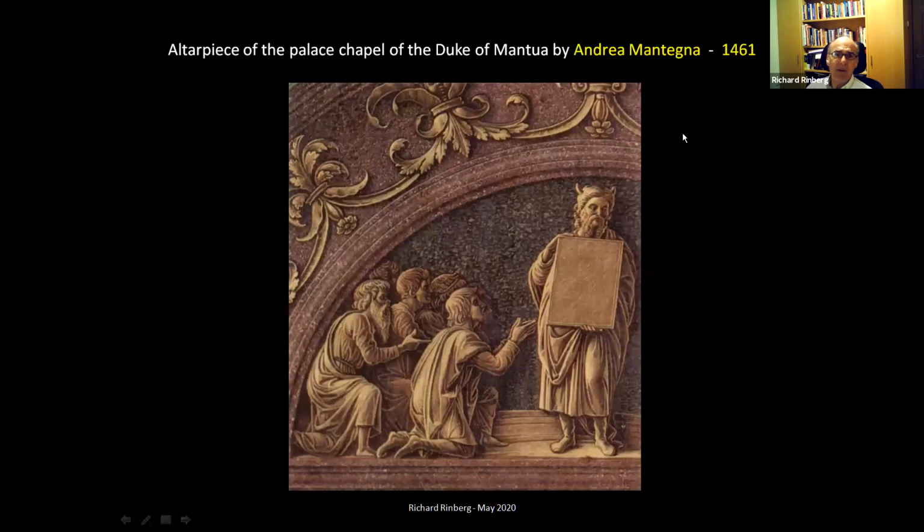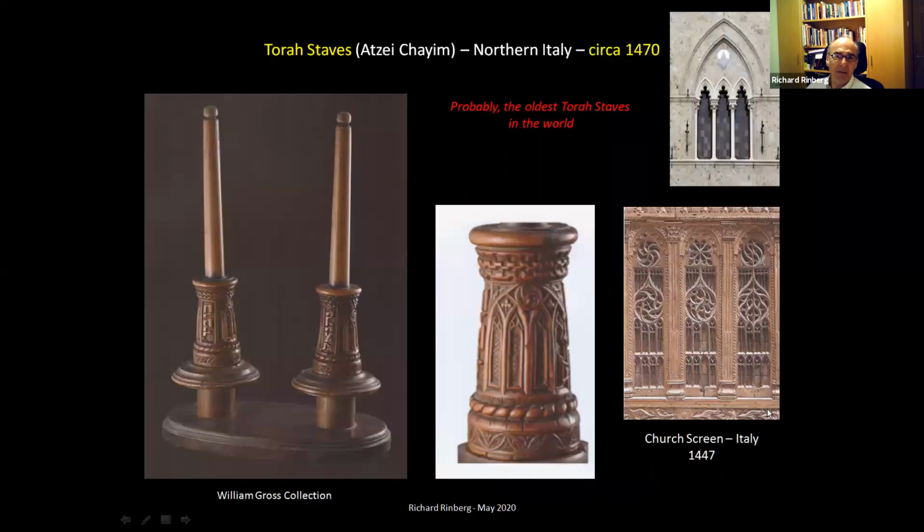And then going forward a bit, 1461, we have Mantegna, one of the great artists of the time, in this altarpiece, which is in the chapel of the Duke of Mantua. And here you've got Moses, again with horns, the mistranslation. Originally, by the way, the horns of Moses were more to do with cornucopia, the idea of the horn of plenty. It was seen as a positive image, not a negative image, that we see it today as being the horns of the devil. But you can see that the luchot are in a rectangular sort of shape.